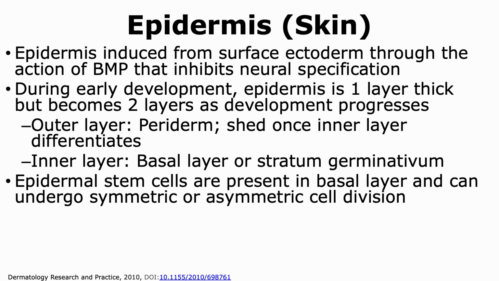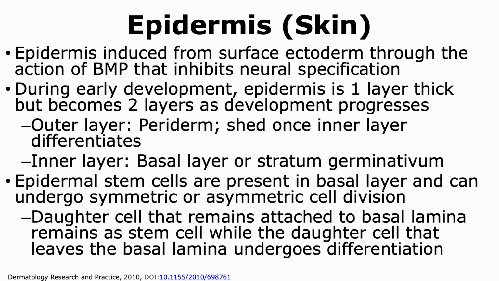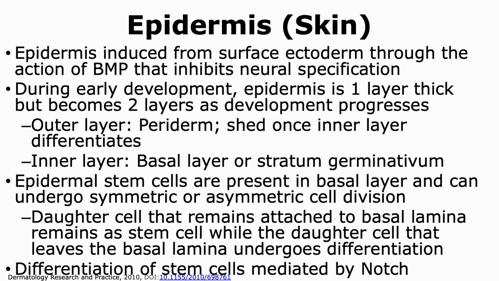Epidermal stem cells are present in the inner basal layer, and they can undergo either symmetric or asymmetric cell division. When they undergo asymmetric cell division, the daughter cell that remains attached to the basal lamina remains as the stem cell, while the daughter cell that leaves the basal lamina will undergo differentiation and ultimately form the skin cells, which are the keratinocytes. Differentiation of the epidermal stem cells is mediated by Notch.